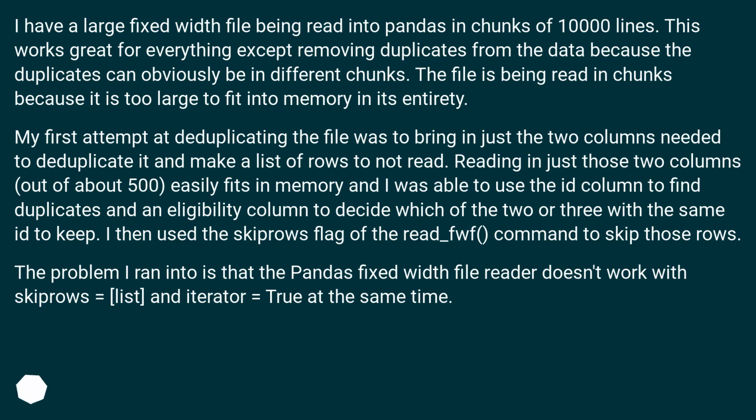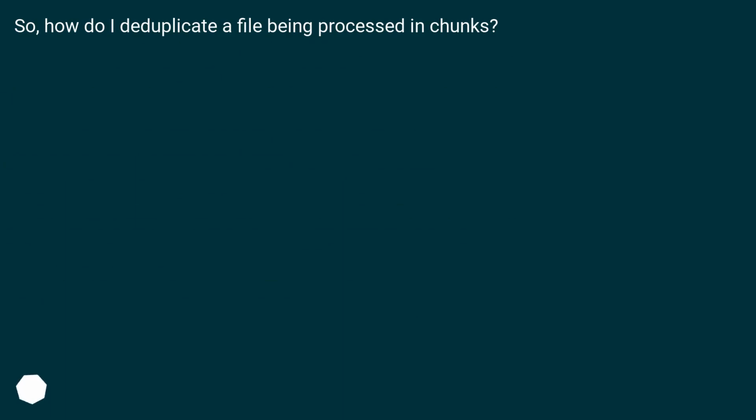The problem I ran into is that the Pandas fixed width file reader doesn't work with skiprows equals list and iterator equals True at the same time. So, how do I deduplicate a file being processed in chunks?